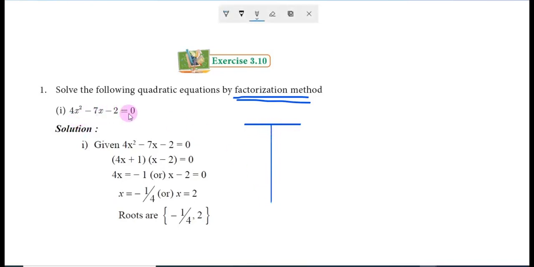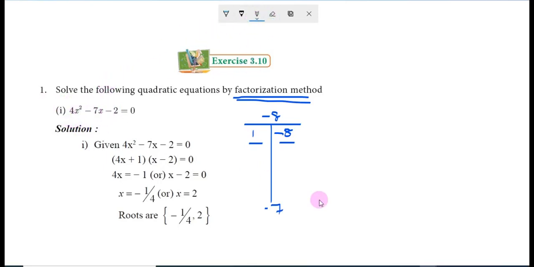When we multiply, we should get minus 8. You know that 4 here, minus 2. So when you multiply, you need minus 8. When you add, you will get minus 7. Okay. Therefore, the possibility, 1 into 8, where we should apply minus? Yes, minus here. So 1 minus 8.